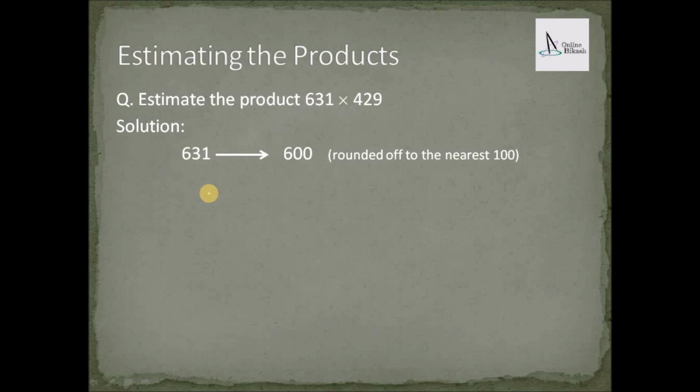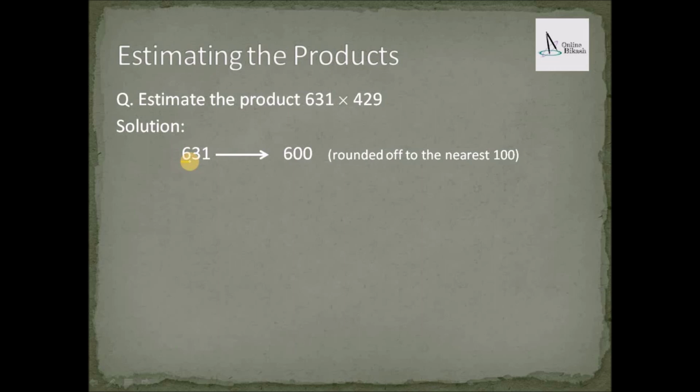631 can be rounded to 600 since we are rounding it off to the nearest 100. Okay, nearest 100 means what? I am just giving a spark of rounding, how to round a number. You have to say rounded off to the nearest 100. That means what? Ones, tens, 100. This is the 100 place.